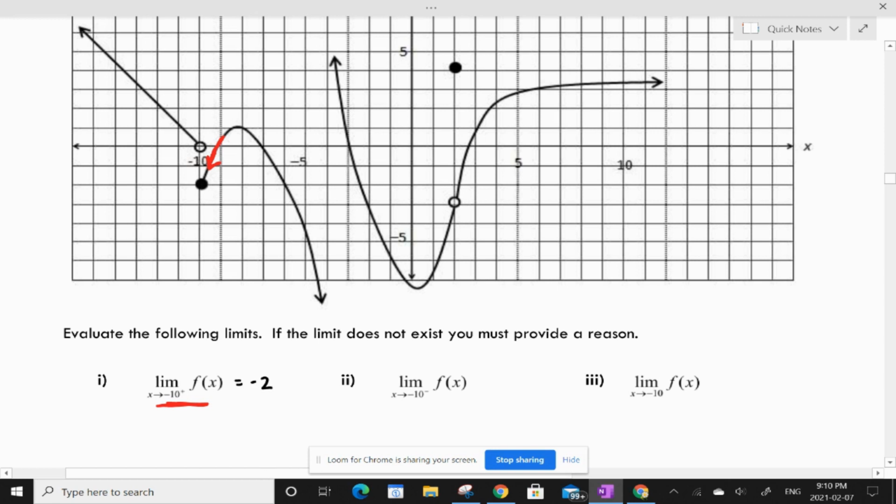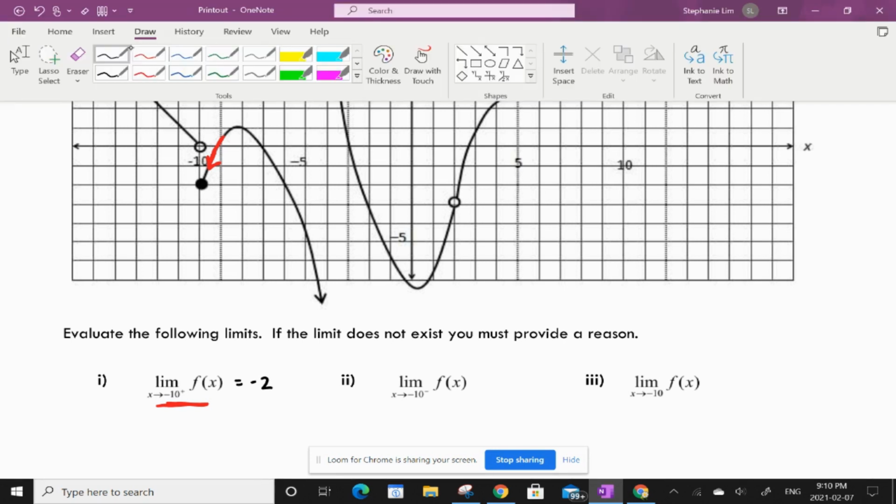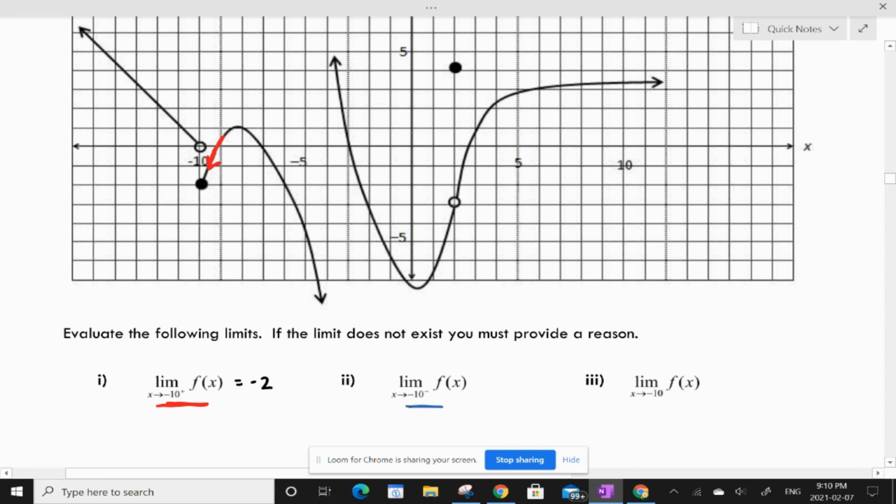All right, the second part asks us the limit as x approaches negative 10 from the left-hand side for f of x. So I'm going to use blue to help me out here. Coming in from the left-hand side, I'm dealing with this portion. As my x value is getting closer to negative 10 from the left-hand side, what's the y value that my graph is getting closer to? That would be 0.